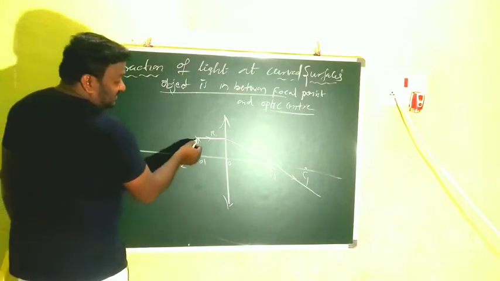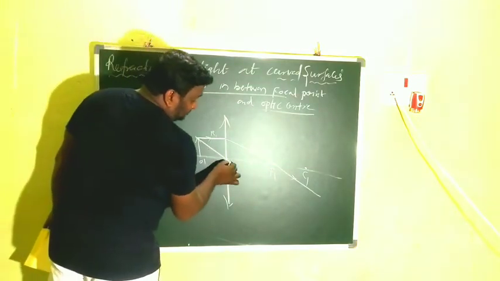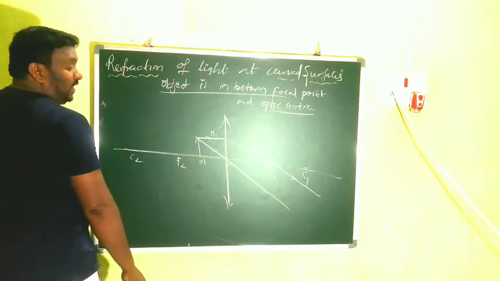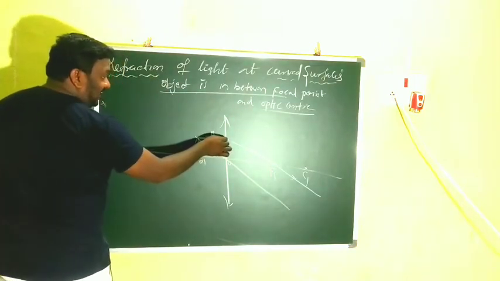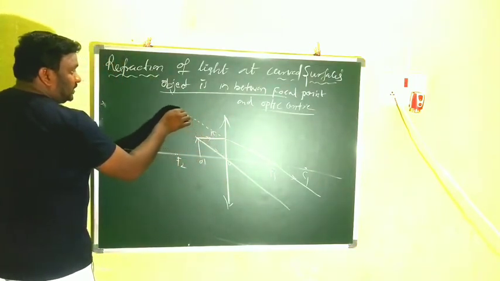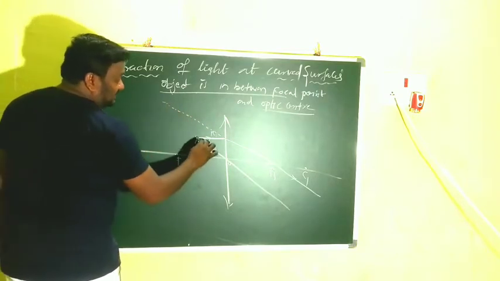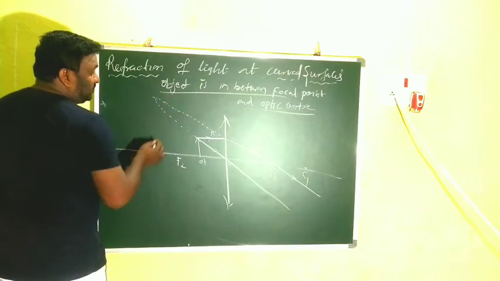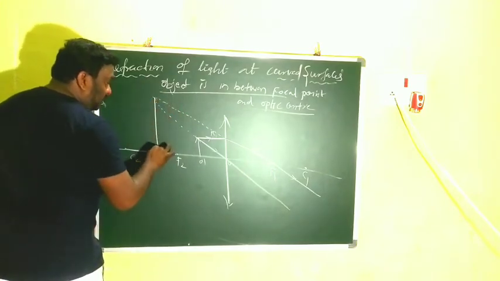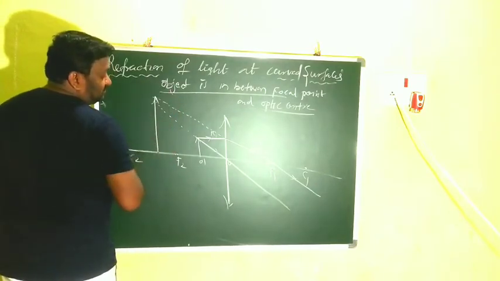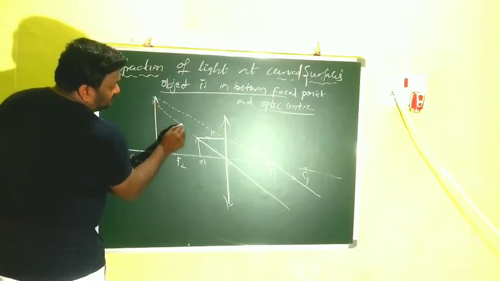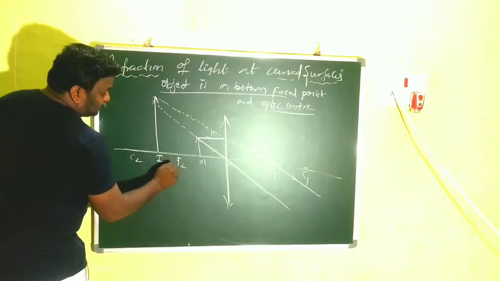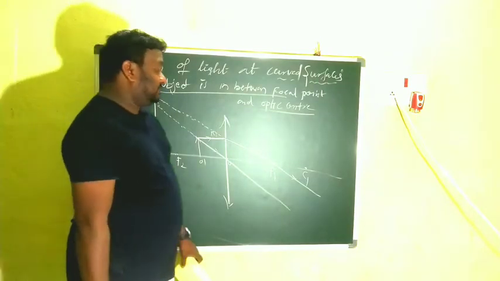And the next thing is the ray that passes through the optic center. Now in this case, while we are extending the refracted rays, they will meet at one point. At that point we are getting the image, that is the visual image. So now this I is the image. Clear? Very simple.